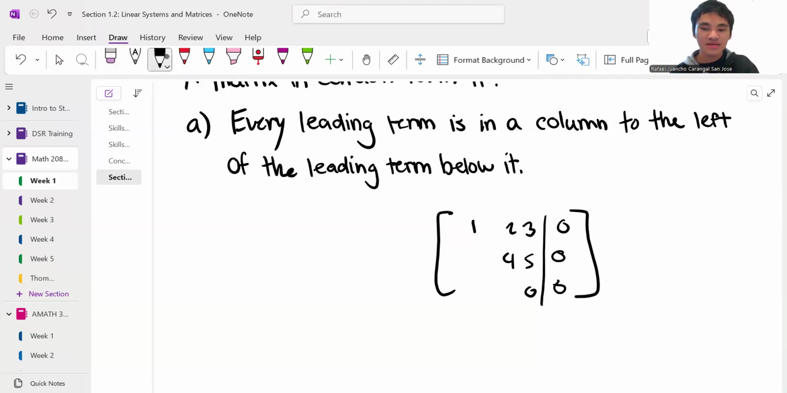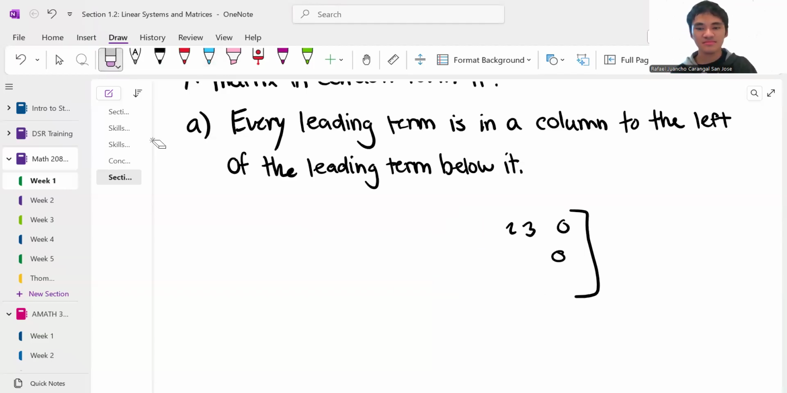This has a solution. 0, 0, 0. So this is an echelon form in the sense that every leading term is in a column to the left of the leading term below it. Where are the leading terms? These two. This is the leading term below, and the other leading term is in a column to the left, if that makes sense. I hope that makes sense. So that's one property that we have to consider.